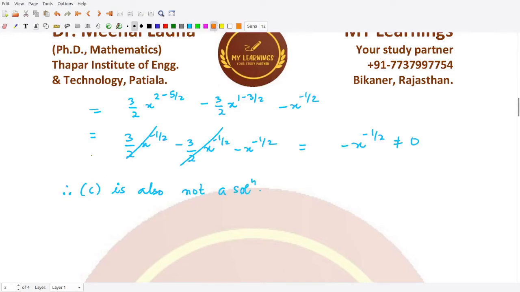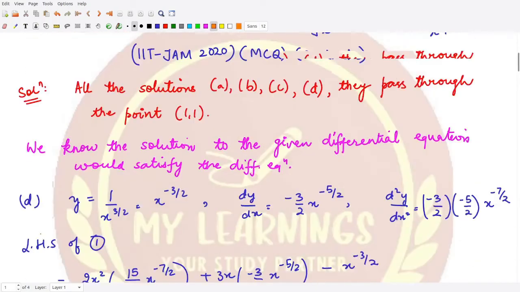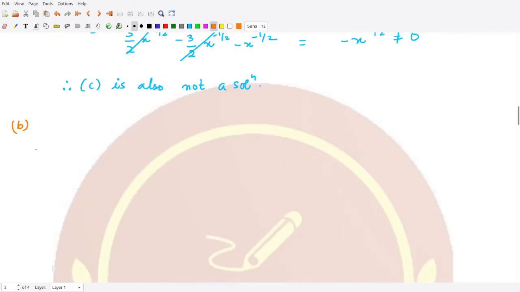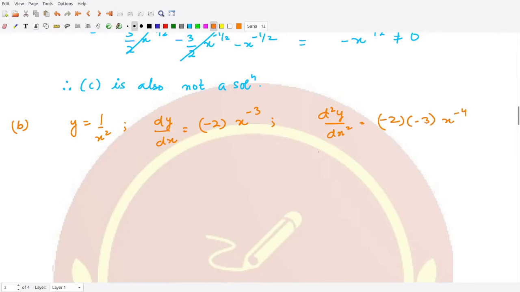Next, let's check for option B. What is option B? Option B is given to be 1 by x square. Y here is given to be 1 by x square. So what is the value of the first derivative here, dy by dx? That is minus 2 x to the power minus 3, right? And what would be the value of the second derivative here? So when you solve this, you have minus 2 multiplied with minus 3 x to the power minus 4.